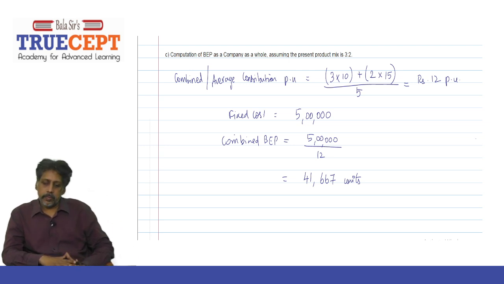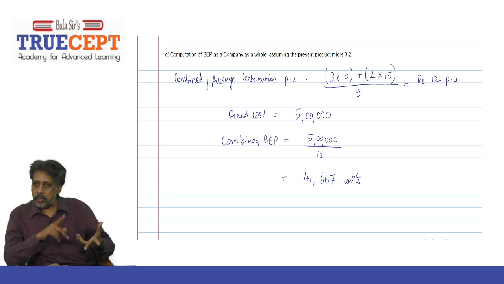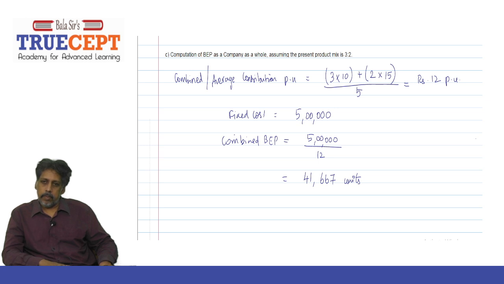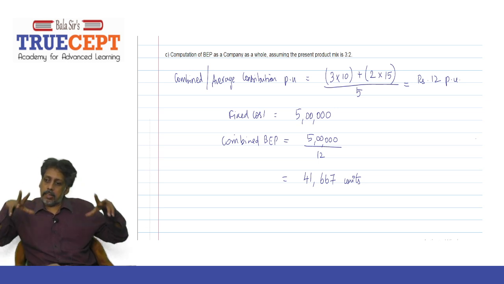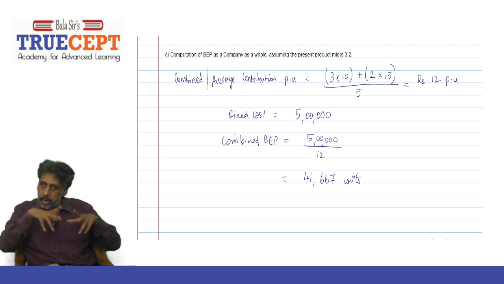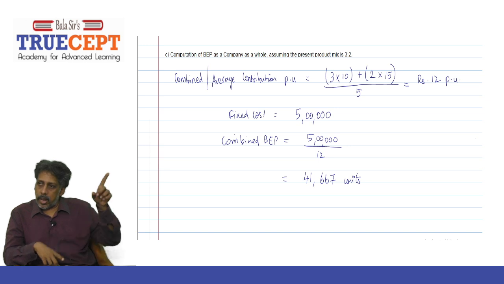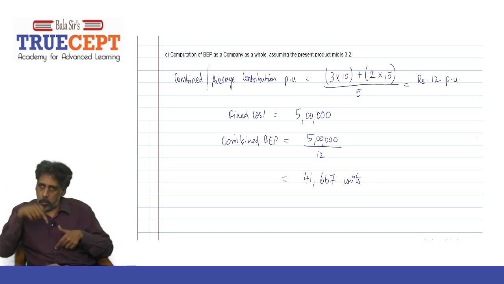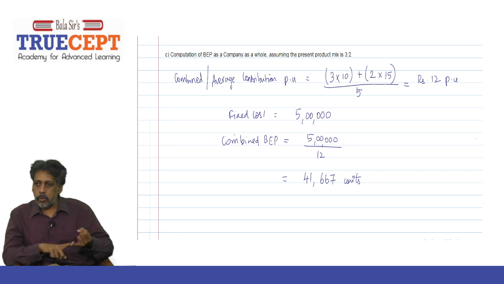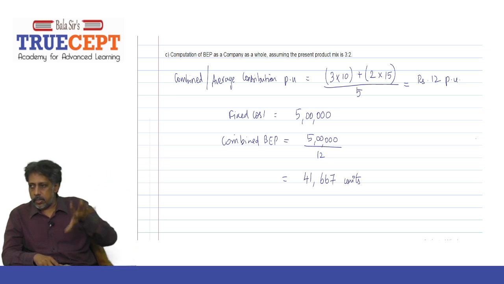Then fixed cost is 5 lakh. That is your fixed cost for the company as a whole. It is 2 lakh rupees and 3 lakh rupees, in all 5 lakh rupees. And divide that by 12 rupees. We get combined BEP 41,667 units. And that is the number of units you have to sell, which will be produced in factory X and Y in the ratio 3 is to 2. You have to sell 41,667 units to break even. Is that fine?